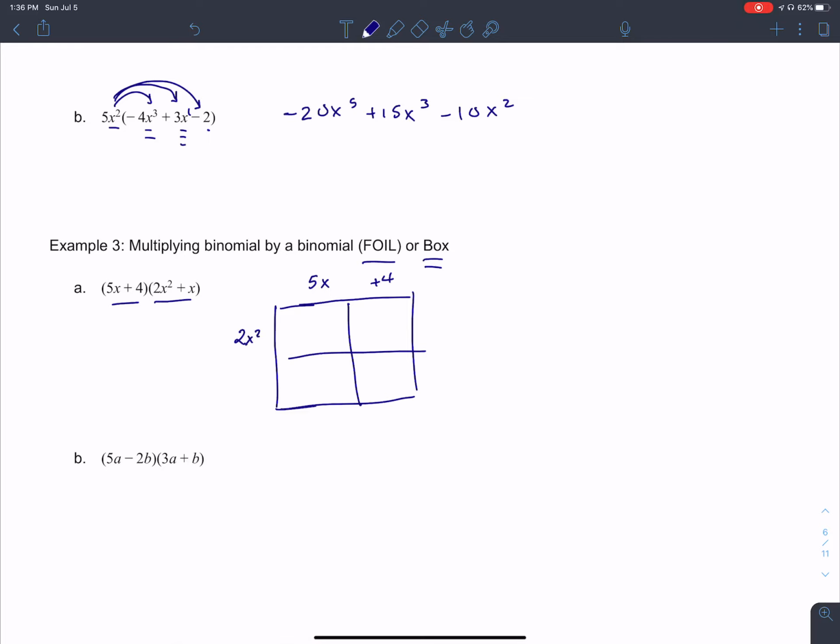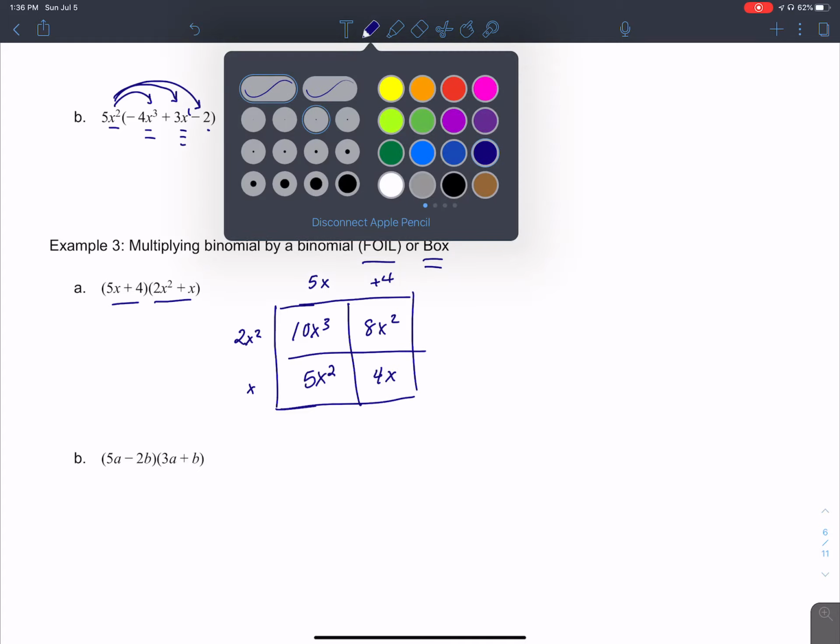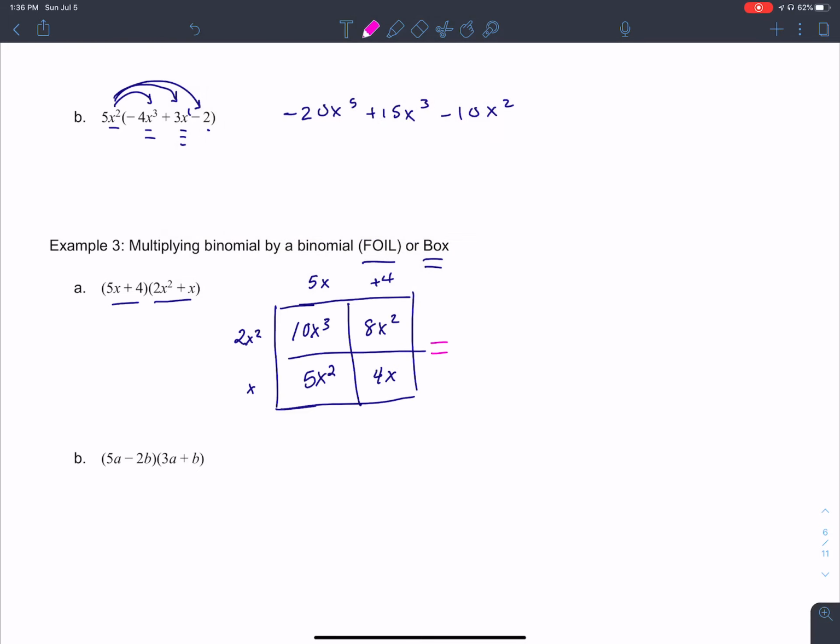So I take my first binomial and I put up here 5x and plus 4, keeping my signs with it. Second binomial, 2x squared and x. I multiply to get the inside, so 2x squared times 5x is 10x cubed. 2x squared times 4 is 8x squared. 5x times x is 5x squared. And then 4x. Now, to get the final answer, I add like terms. As long as you do everything in descending order and you don't have any skips, your like terms should be at a diagonal. So now we combine like terms. So I get 10x cubed plus 13x squared plus 4x.